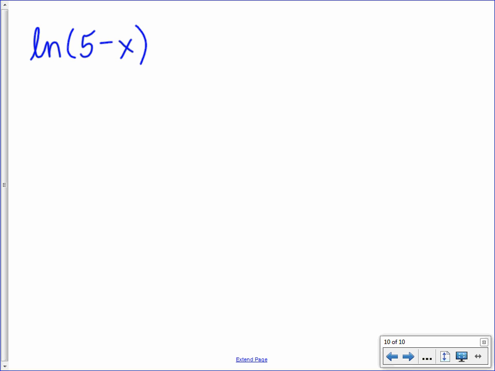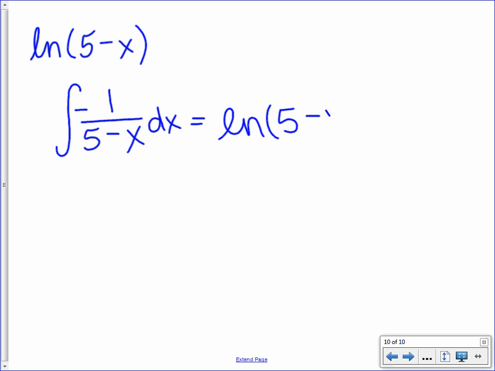What function would be nice to compare this to? 1 over 5 minus x. Okay, 1/5 over 1 minus x. So if we take the antiderivative of this guy, we get the natural log of 5 minus x plus c. That plus c is important. I would like you to find me a power series representation. We're going to put the negative out here. Don't worry about the negative for your power series. Go ahead and find me a power series for 1 over 5 minus x.